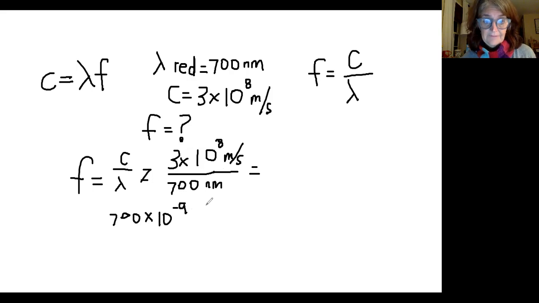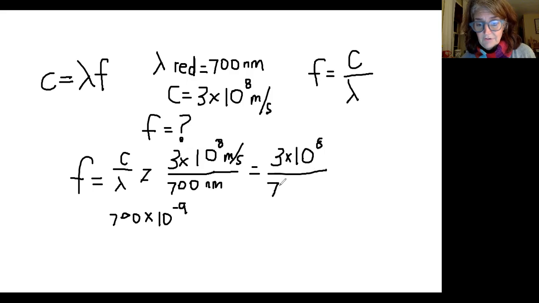And there we have it. So now our equation should be 3 times 10 to the 8 divided by 700 times 10 to the minus 9. Okay? And there it is.